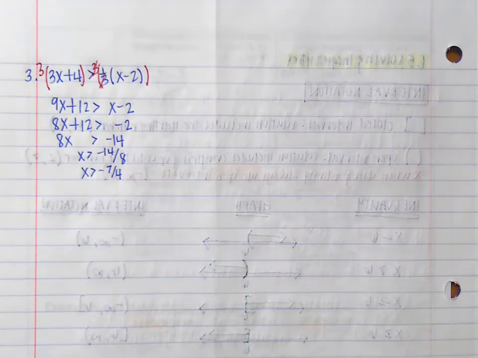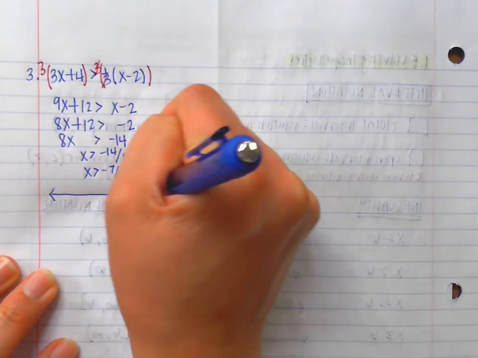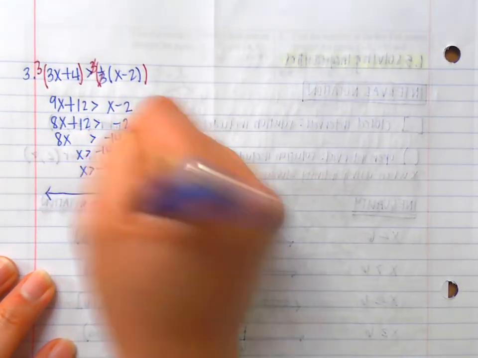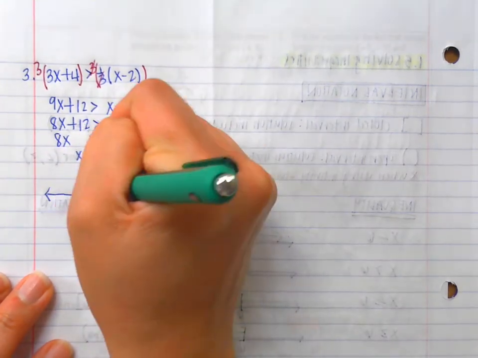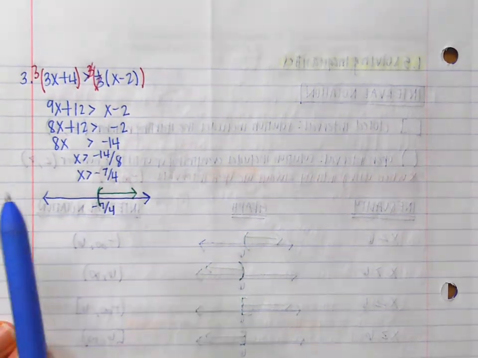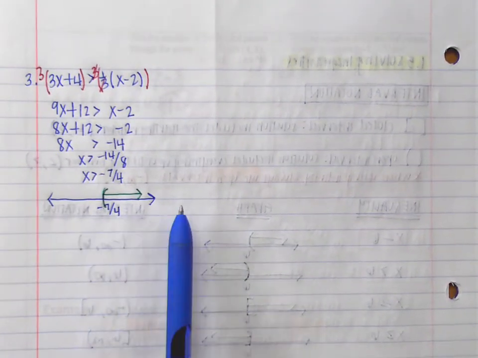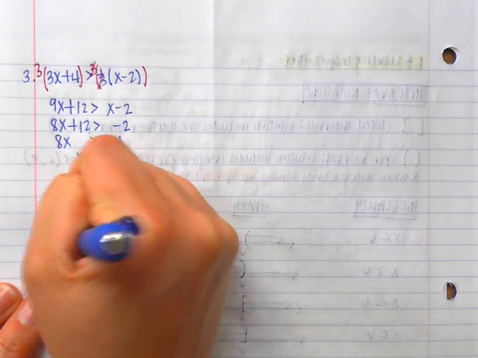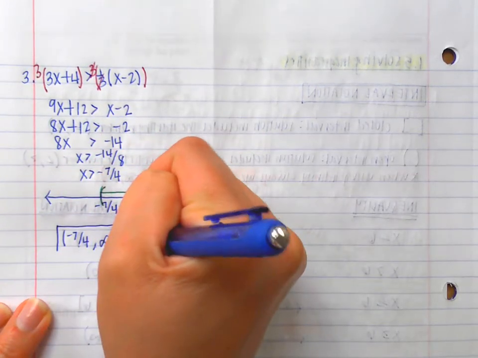Okay, so let's write that in interval notation. I am going to graph it just to make sure we know how to graph. We have -7/4. It's greater than, so that means it's a parenthesis going in the positive direction. To write that in interval notation, we're going from left to right. So -7/4 to positive infinity. And that is my final answer.